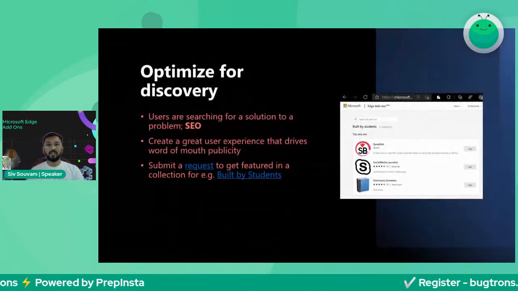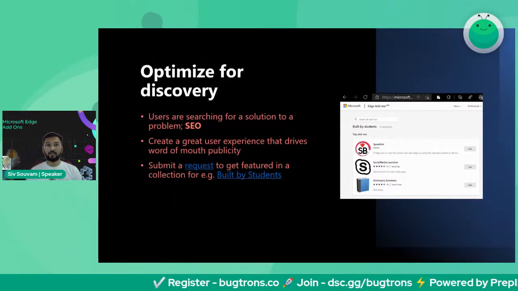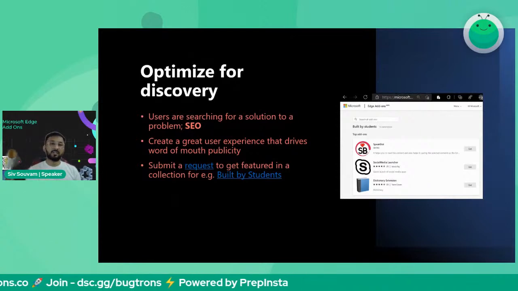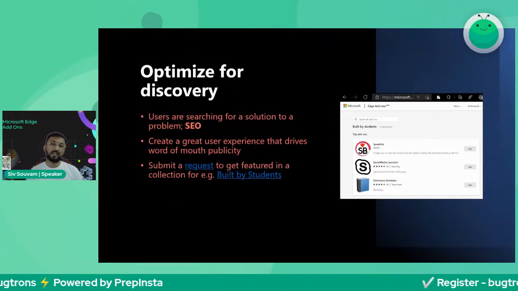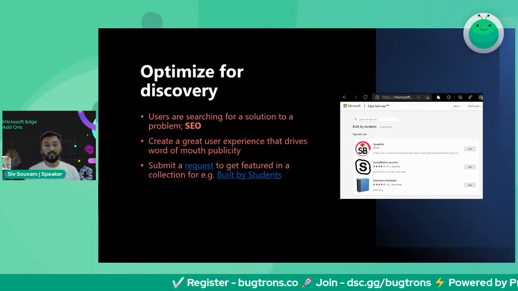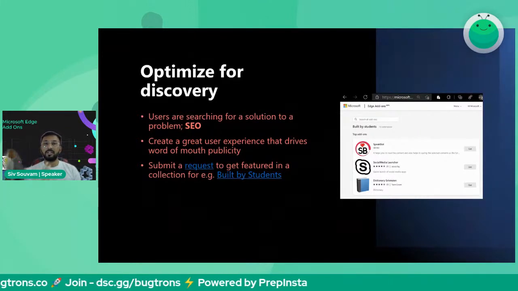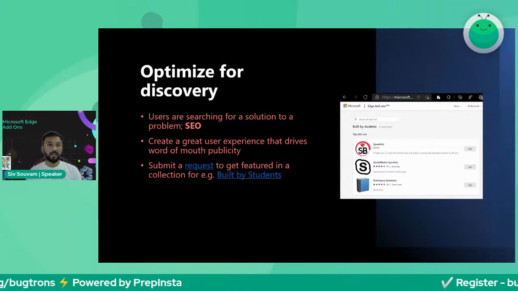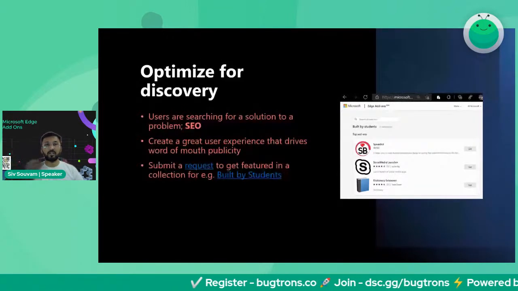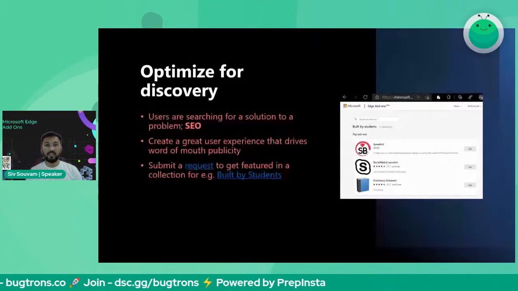So how do you optimize your discovery? So once you have done all of those and you have built, now comes optimizing discovery. How do people know your extension? For users searching for a solution to a problem, SEO, search engine optimization. I hope all of you might be knowing. If not, you can have an understanding on that. So just make sure what is the use case of your extension, what is the problem your extension is solving, and add that in the name of the extension or beside the name of the extension. So it will be helpful for people while searching it.